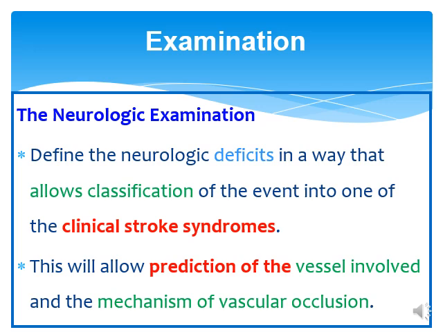Then the neurologic examination, which is very important to define the neurologic deficit. Is it unilateral, bilateral, or are there lower motor cranial nerve signs on one side and, on the contralateral side, weakness, hemiplegia or hemiparesis according to the extent of the lesion? This allows classification of the event into one of the clinical stroke syndromes, like anterior circulation, posterior circulation, brainstem, whatever the clinical syndrome, and this will allow prediction of the vessel involvement and the mechanism of vascular occlusion.